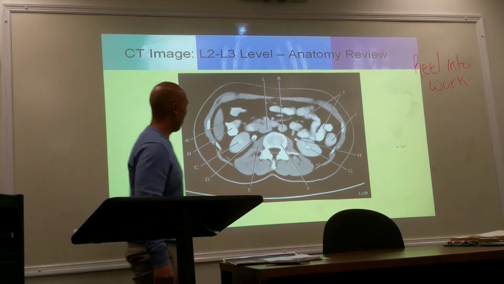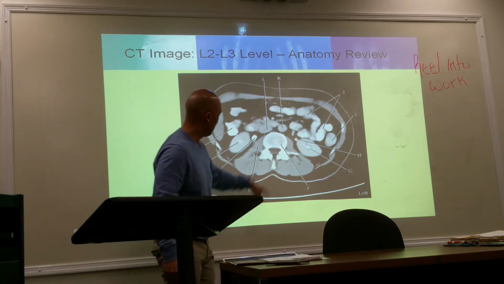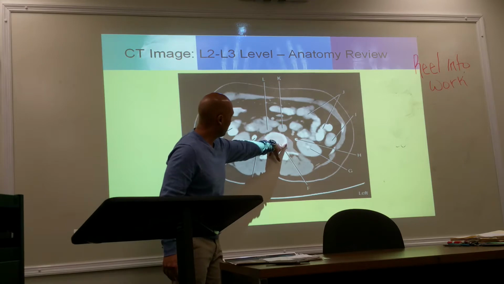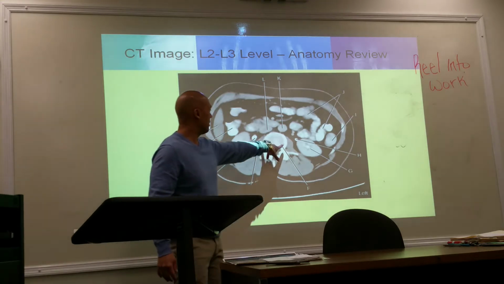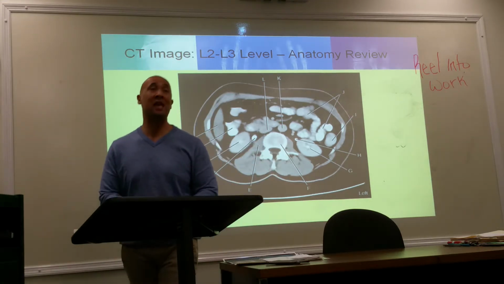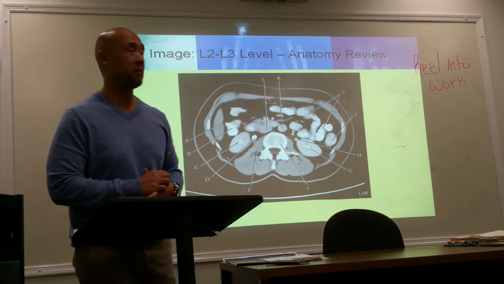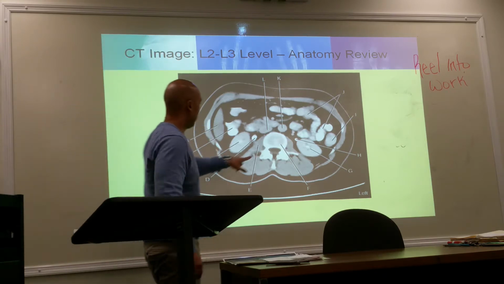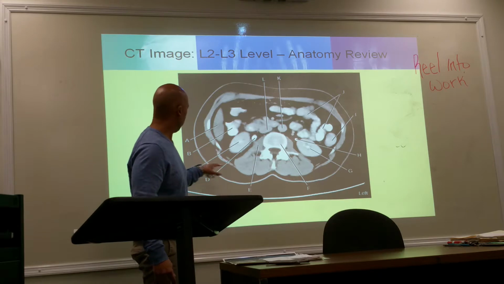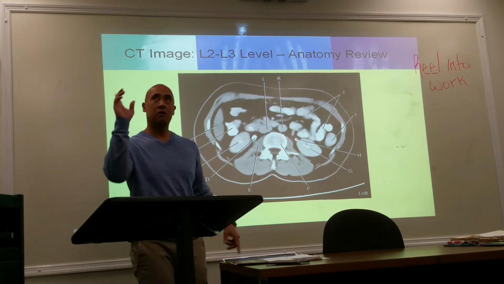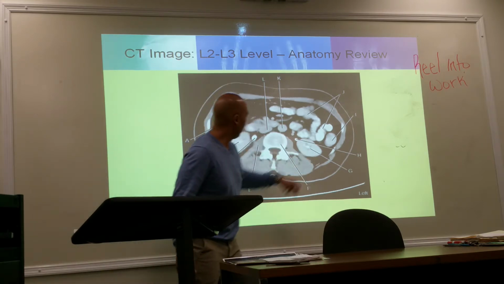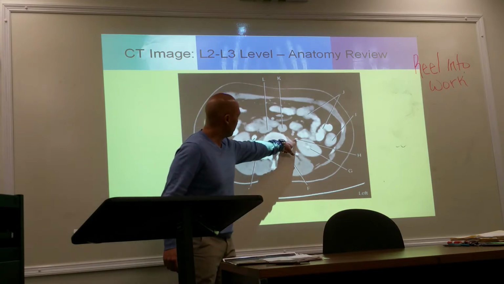So here we have one of the lumbars. You got the back muscles, psoas muscles. The psoas muscle is a muscle that you can't see radiographically on plain film. We'll talk about this in just a little bit. And you have the right kidney, left kidney, the ureters coming from the kidneys.